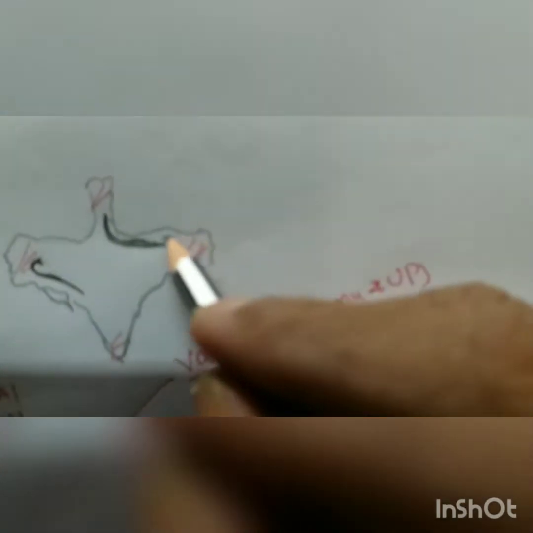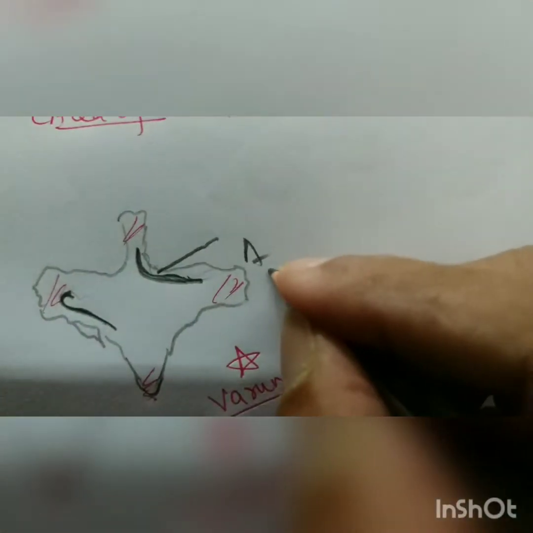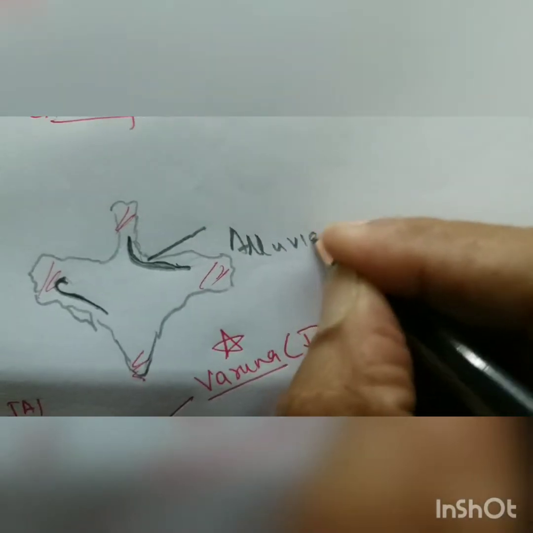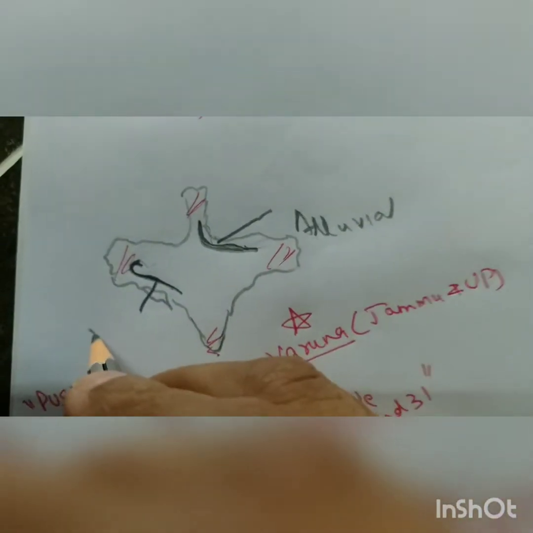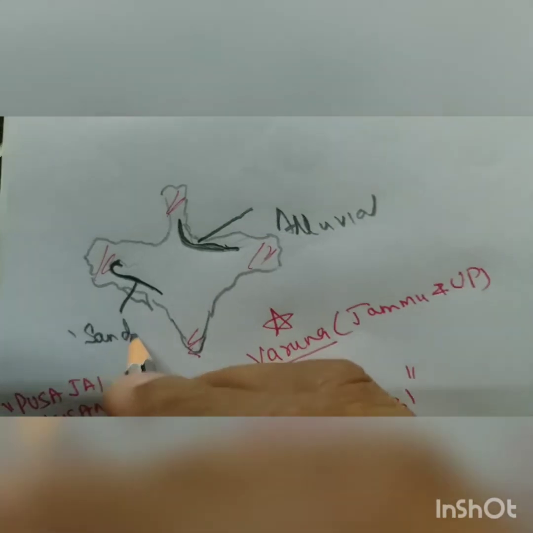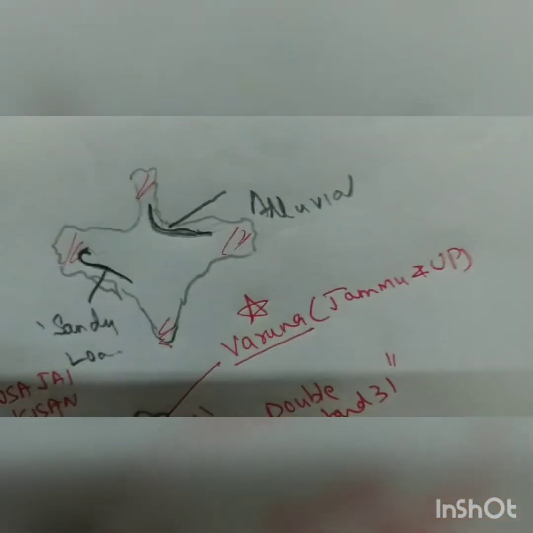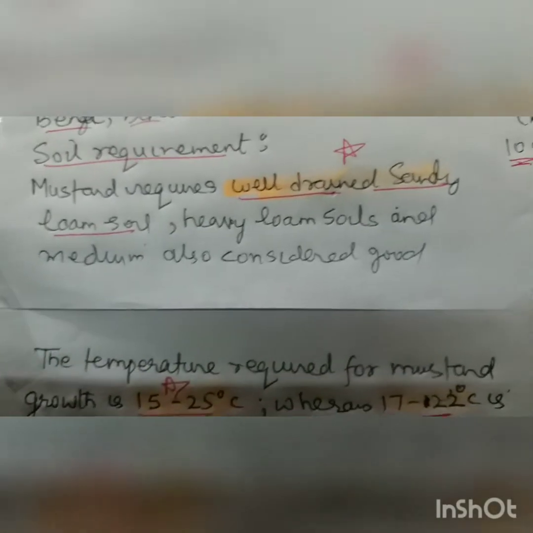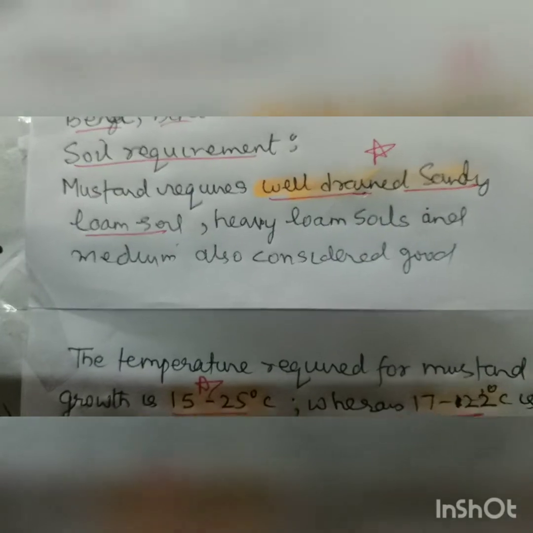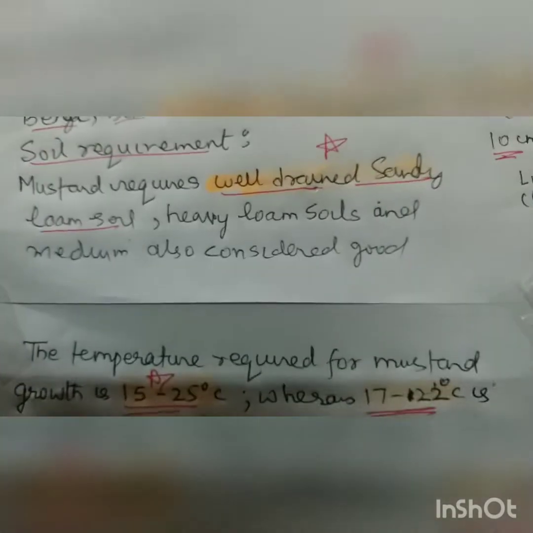We know the soil here is alluvial, and here it is sandy loam because it is adjacent to the Arabian Sea. So from the soil we can get the area of cultivation, and from the area of cultivation we can get the soil. Coming back to the soil: well drained sandy loam, as I just told you, heavy loam soils, and medium soils are also considered. Alluvial is the same thing.